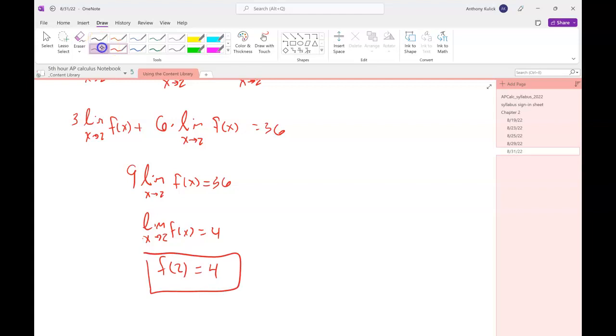Does that feel okay? You guys buy all that? So continuity did a lot of heavy lifting there, allowing me to just substitute things in and move things around. And it's quite a powerful property if you have continuous functions.